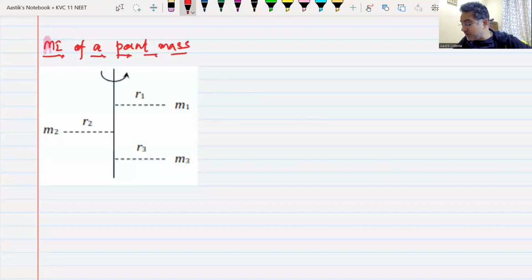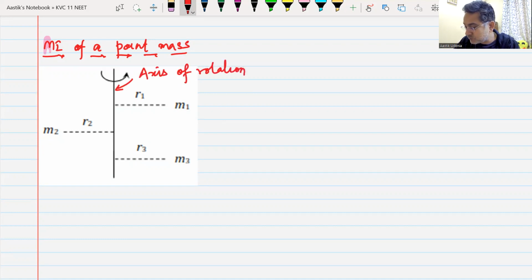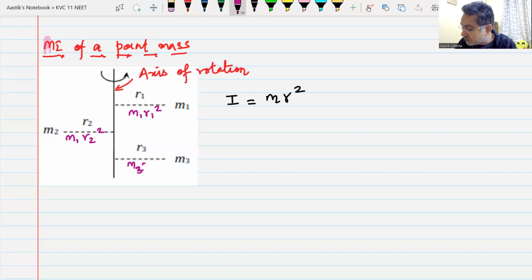So what I have done is I have drawn a few point masses m1, m2 and m3, and you can see one axis. This is the axis of rotation. We can find out the moment of inertia of this point mass about this axis of rotation by the simple formula. Moment of inertia of a point mass about the axis of rotation is given by the formula m r square. So moment of inertia of this body will be m1 r1 square. The moment of inertia of this body will be m2 r2 square, and moment of inertia of this body will be m3 r3 square.